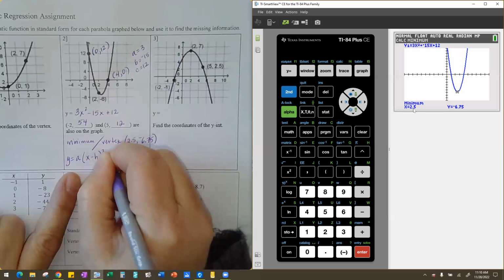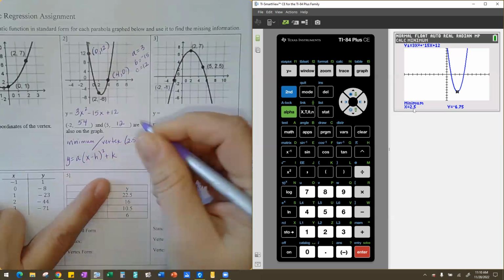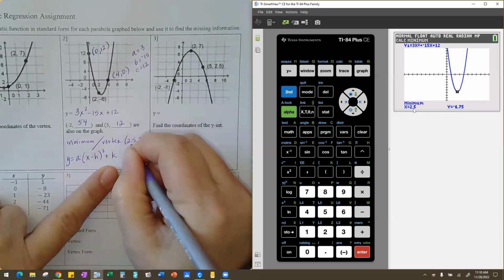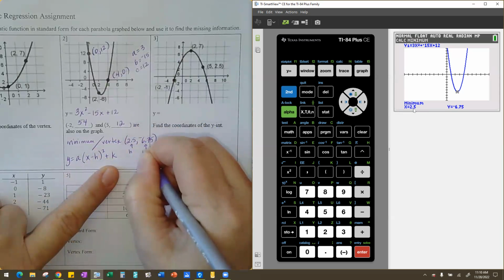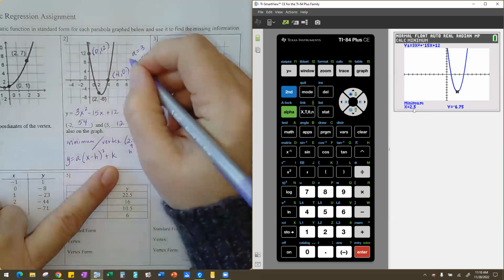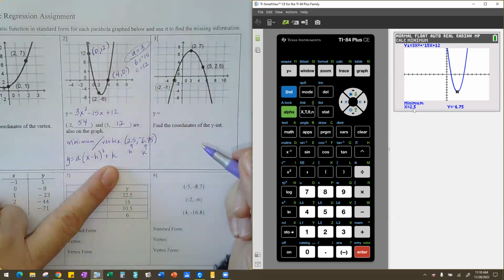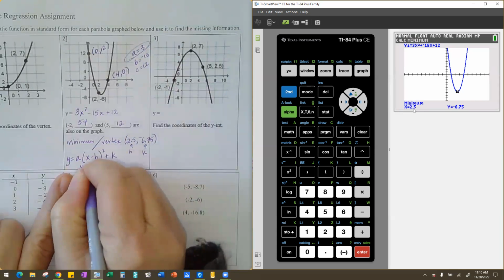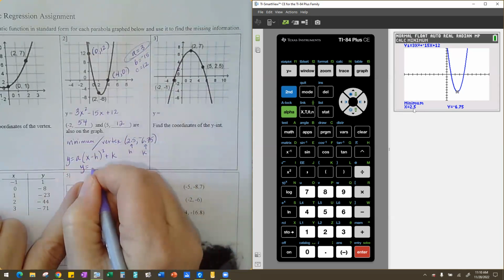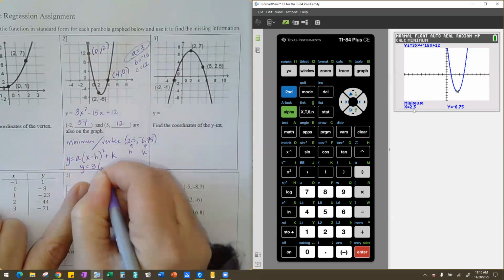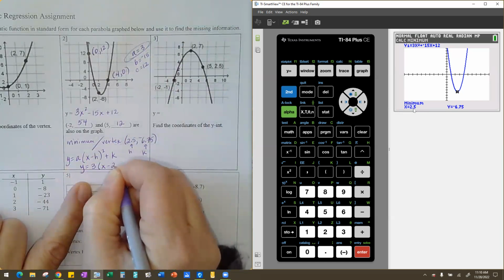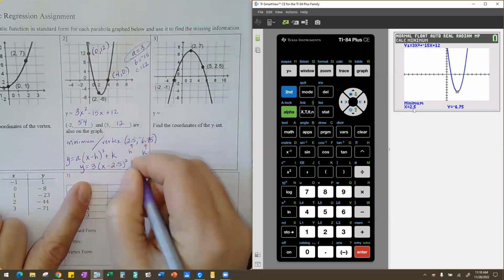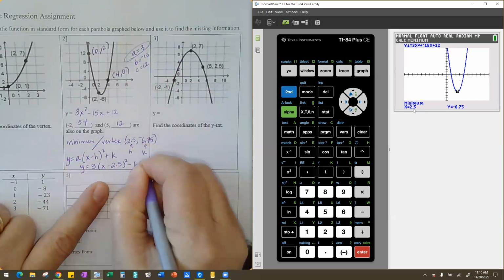So if I needed to write this in vertex form, I could write y equals a parentheses x minus h squared plus k, where this is h and this is k, and a will be the same value it was for the standard form equation. So the equation in vertex form is y equals 3 parentheses x minus 2.5 squared minus 6.75.